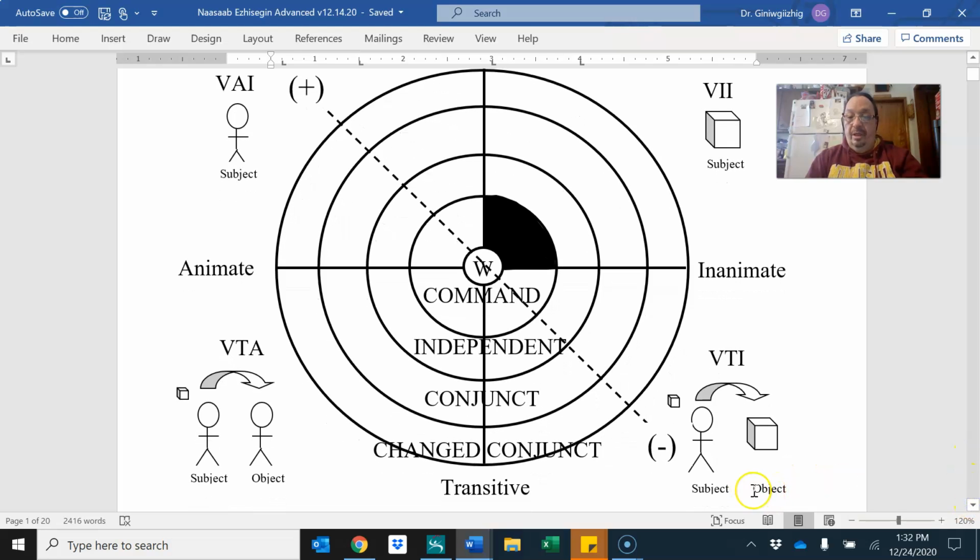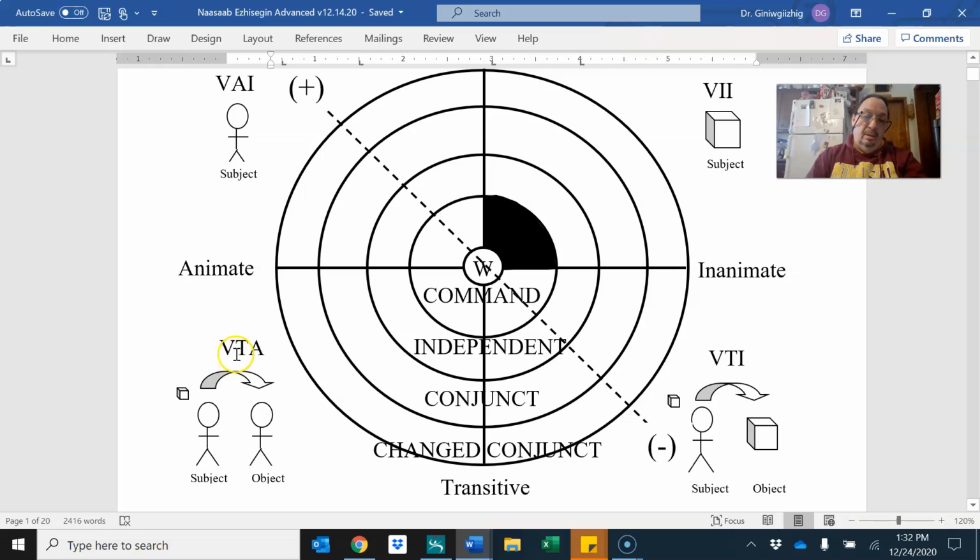It doesn't transfer onto an object. It's just doing it by itself, like a box. A box can be heavy, it can be new, it can be old, it can be green, red, small, big. A box can do a lot of things without doing anything to anybody. Okay? Verb transitive.